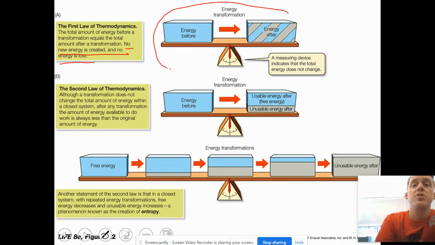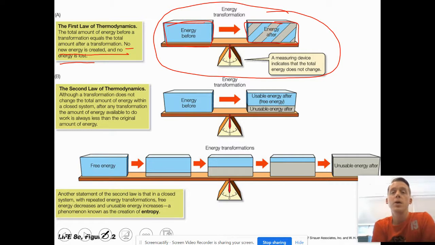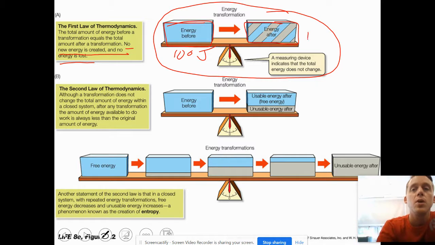And the picture on top is showing us that. We have the energy before, and then it's transformed. So notice about half of the energy is different, but it's still there. It's just in a different form. It may have turned from glucose to ATP. It might have turned from ATP into heat. It could have turned from kinetic energy into potential energy. Any of these transformations is possible. The total amount is equal.